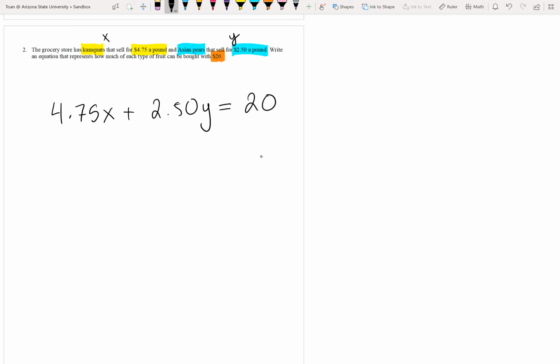Now, I did see some people on the exam use a less than or equal to inequality. Technically the question says equation, but I gave you full credit for using these inequalities because I suppose I don't have to spend all $20. So if you use any of these three symbols here, I give you full credit.